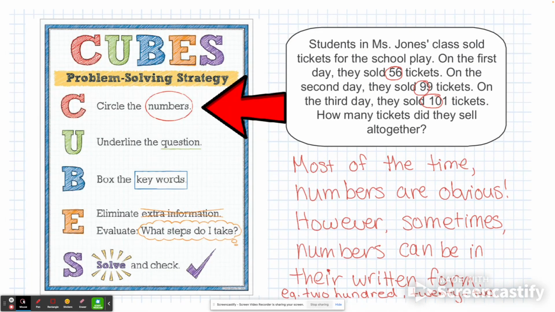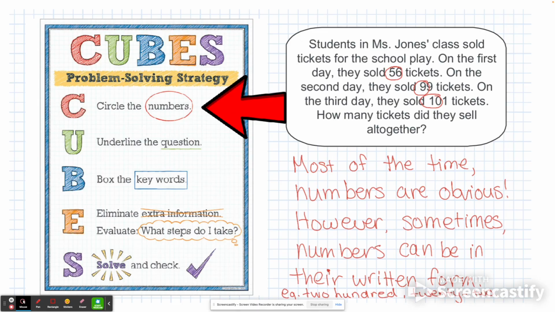C.U.B.E.S is an acronym that stands for circle the numbers, underline the question, box the keywords, eliminate extra information, evaluate what steps do I take, and solve and check. In this video here, I'll unpack each step for you along with an example, and at the end, you'll be able to try out your own example on your own. So let's get into it.